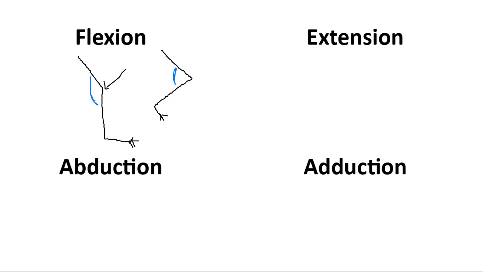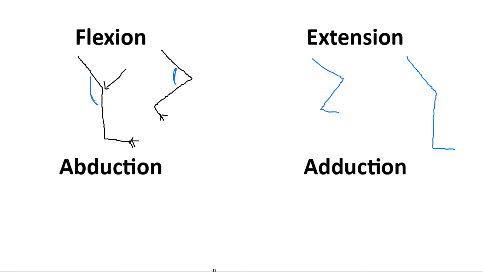Extension then is going to be when we bring it back down, right? So we start bent and then we bring it back to a wider angle. That's the process of extension. So if the angle gets smaller, that's flexion. If the angle gets bigger, that's extension. It's really easy to do this with your elbow, really easy to do this with your legs as well.